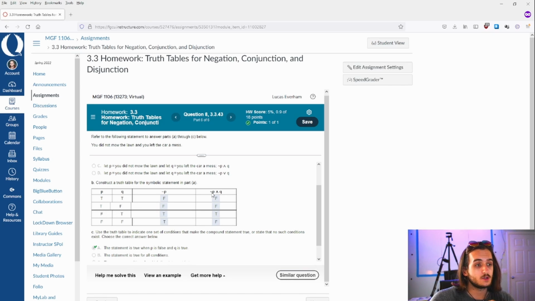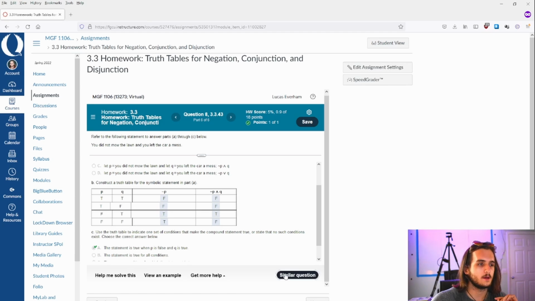And then for the conjunction, we just look at these two together. So here, since they don't match, the conjunction is false. They are both false. The conjunction stays false. They're both true. The conjunction is true. Then they don't match, so it is false, which means that the statement is only true if P is false and Q is true. Because if we want not P to be true, we need P to be false.